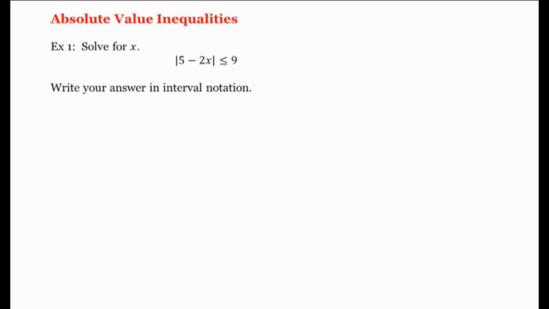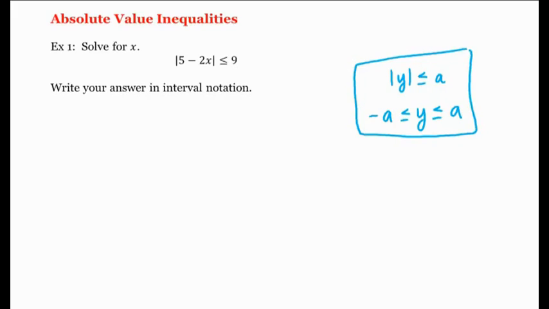In other words, we're going to use the following fact to help us. That the absolute value of y less than or equal to a means that -a is less than or equal to y is less than or equal to a. Let's apply that here. Namely, -9 is less than or equal to 5 minus 2x is less than or equal to 9. Now remember, when solving this type of compound inequality, we can work with all the parts at the same time.